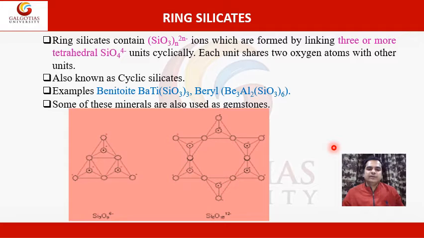Because they are forming a cyclic ring, as we can see in this case, this is the cyclic ring. Similarly, they are also forming a cyclic ring. So that's why ring silicates are also referred to as cyclic silicates. Examples of ring silicates are benitoite, whose formula is BaTiSi3O9, and one of the most important examples of ring silicate is beryl, which has the chemical formula Be3Al2Si6O18. And these are some of the minerals that can also be utilized as gemstones.